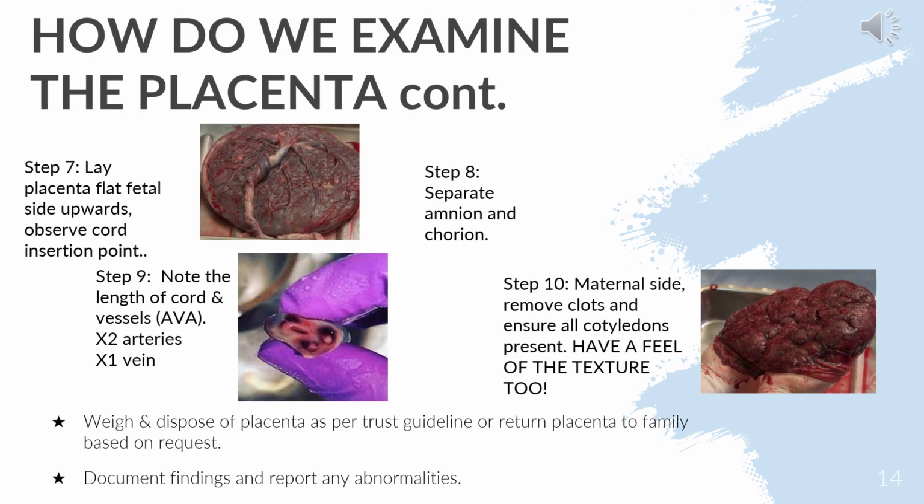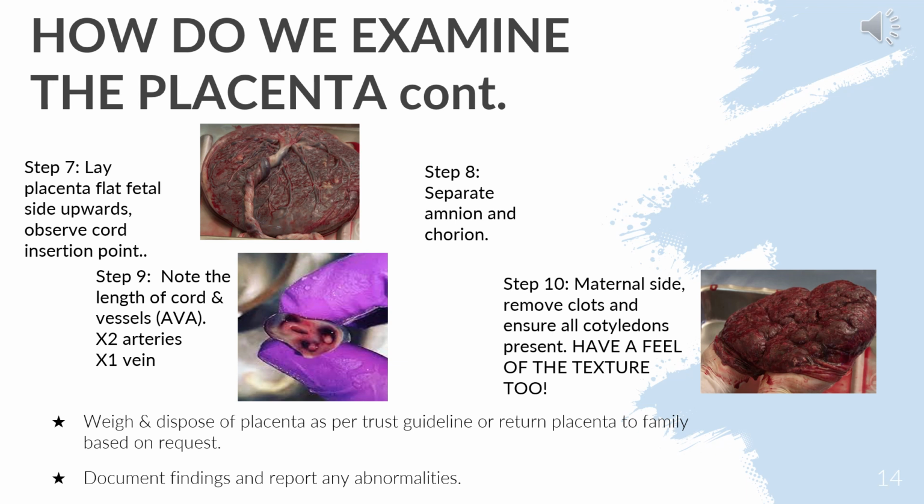Then you want to lay the placenta flat with the fetal side facing upwards. Identify the site of the cord insertion. Normally you will find this in the center of the placenta. Whilst you are at the fetal side facing upwards, remember to check for the triple S: size, shape, and smell. Then you want to separate the amnion and the chorion. The amnion is the shiny bit, and it can be peeled from the chorion up to the umbilical cord.